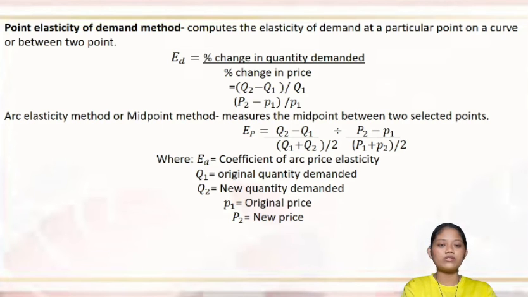Now we will proceed to the arc elasticity of demand method, or midpoint method. This measures the midpoint between two selected points. The formula is EP equals (Q2 minus Q1) over (Q1 plus Q2) divided by 2, divided by (P2 minus P1) over (P1 plus P2) divided by 2. So again, Q1 is the original quantity demanded and Q2 is the new quantity demanded, and P1 is the original price and P2 is the new price.